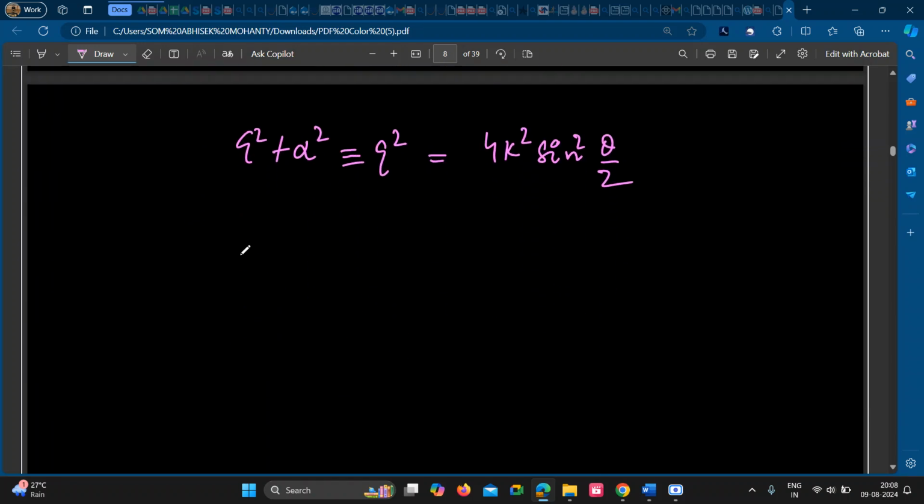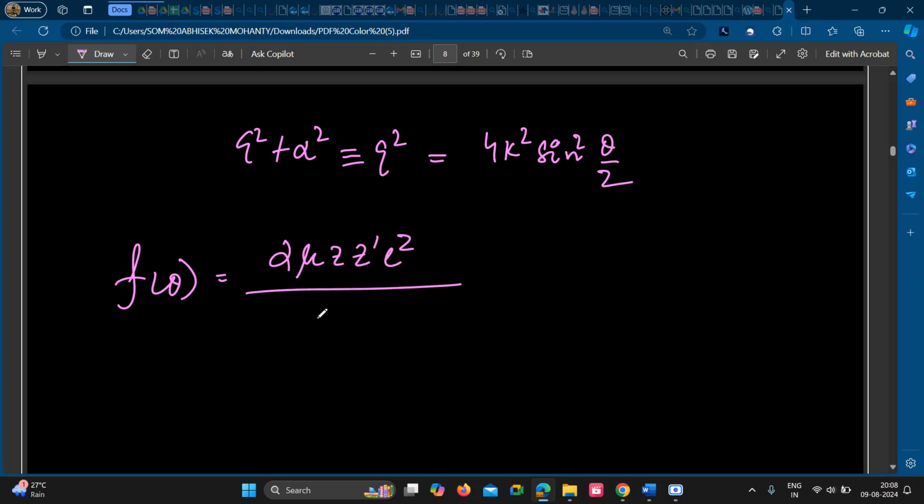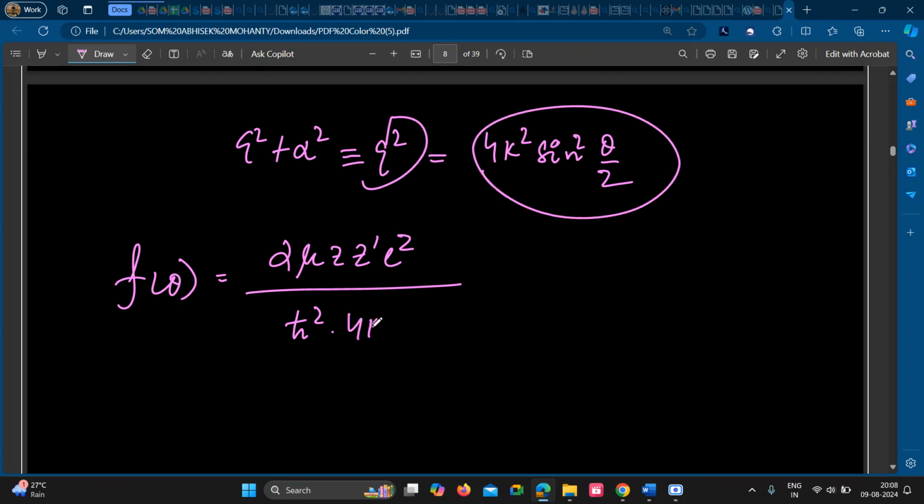So I will put it directly in place of f of theta. So f of theta becomes 2 mu z dash e square divided by, what was the denominator? q square plus alpha square, which becomes q square, so 4k square sine square theta by 2.